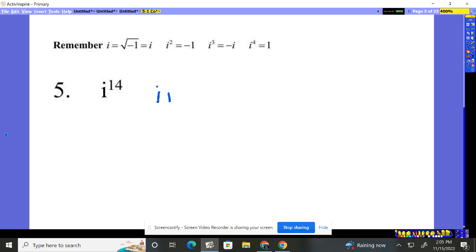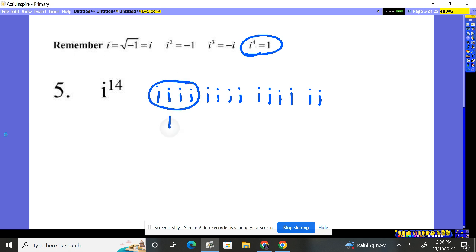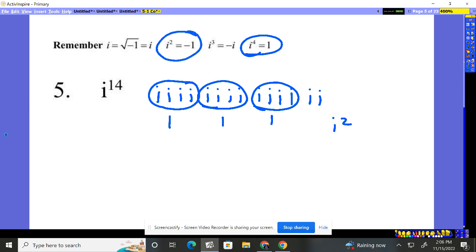i to the 14th. I'm going to do this one out. There's 2, 3, 4, 5, 6, 7, 8, 9, 10, 11, 12, 13, 14. Every 4, if I multiply i by itself, is worth 1. Those 4, 1. These 4, 1. I don't have enough. I have how many left over? 2. So this is 1 times 1 times 1 times i squared. And how much is i squared worth? -1. That means this value of i to the 14th is simply -1.